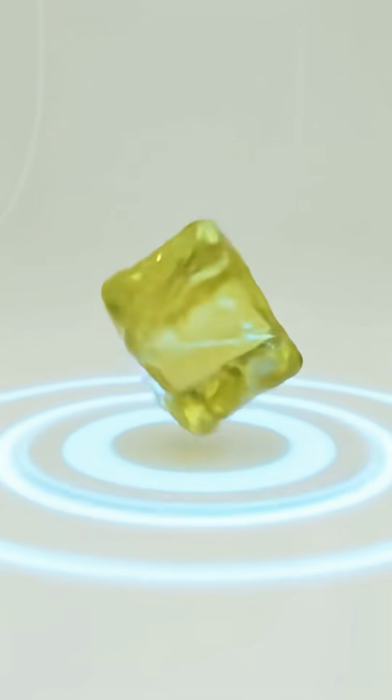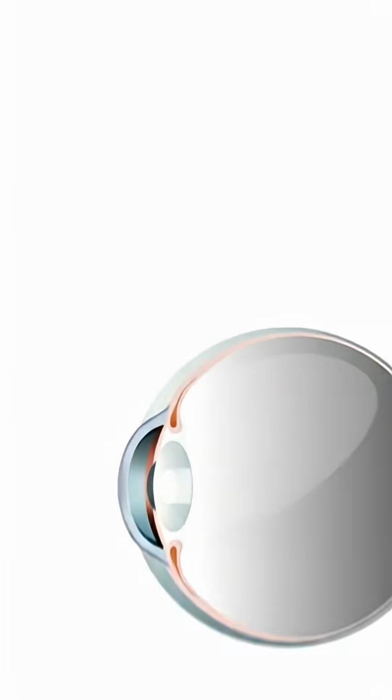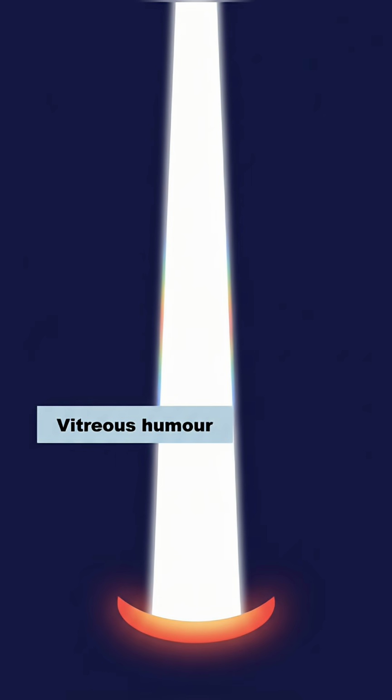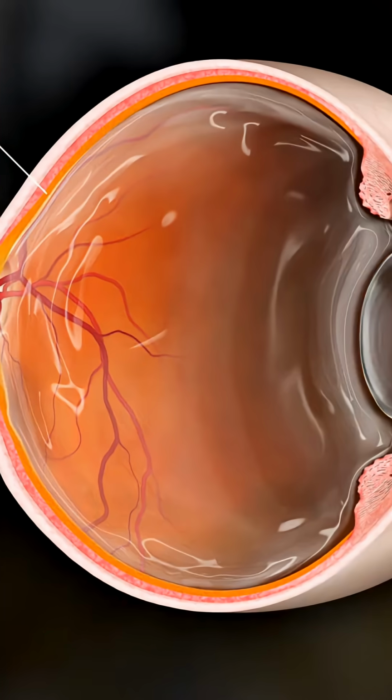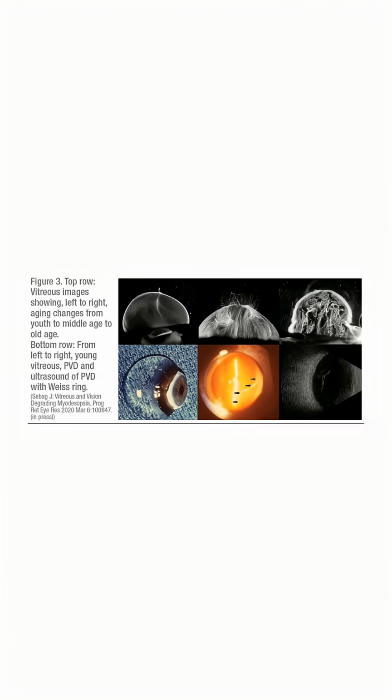Why does this matter? The vitreous acts as your eye's shock absorber, cushioning the delicate retina from bumps and jolts. It also helps maintain perfect optical clarity, so light can travel straight to the retina without scattering. And by filling up most of the eyeball, it keeps your eye's shape stable, which is crucial for sharp vision. But the story doesn't end there.